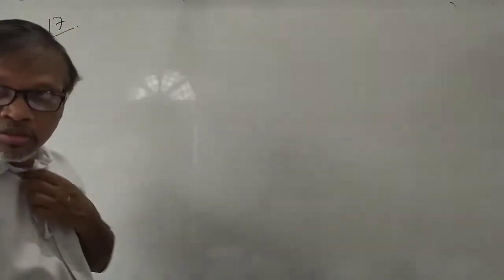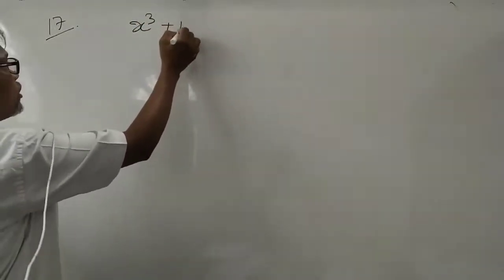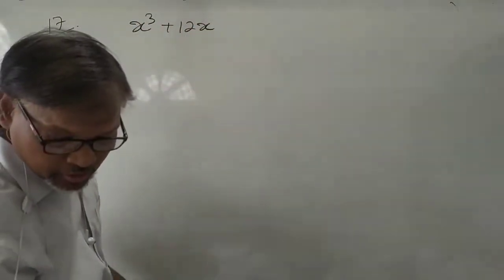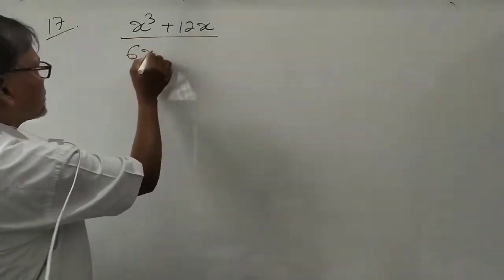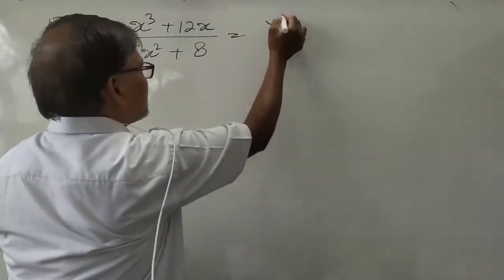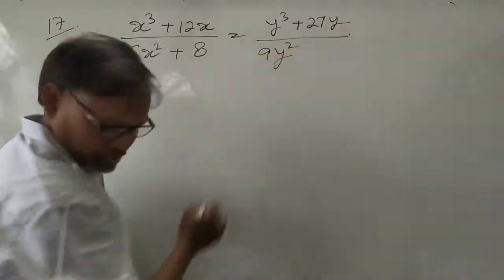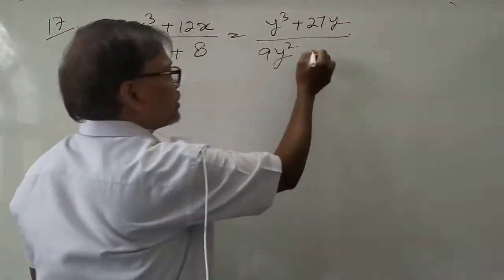The next one, here question number 16, 17 and 18. These three questions are of the same type, but I will tell you the 17th question of this. x cube plus 12x square, 12x upon 6x square plus 8 is equal to y cube plus 27y upon 9y square plus 27.